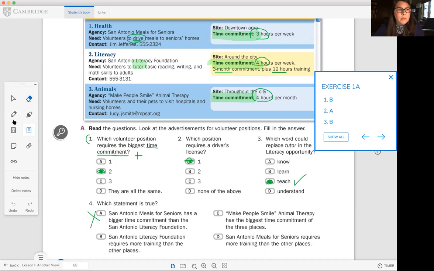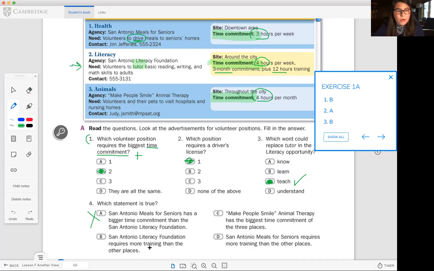Next one. San Antonio Literacy Foundation, this one, needs more training than other places. There's 12 hours training, and I don't see any other training. So yes, I think that is true. Now, if you're sure this is true, you can stop. If you're not sure, you can check the other ones. The Smile Animal Therapy has the biggest time commitment of all 3 places. Nope, that's not true. And Meals for Seniors requires more training. That's not true either. So we know that we are correct.